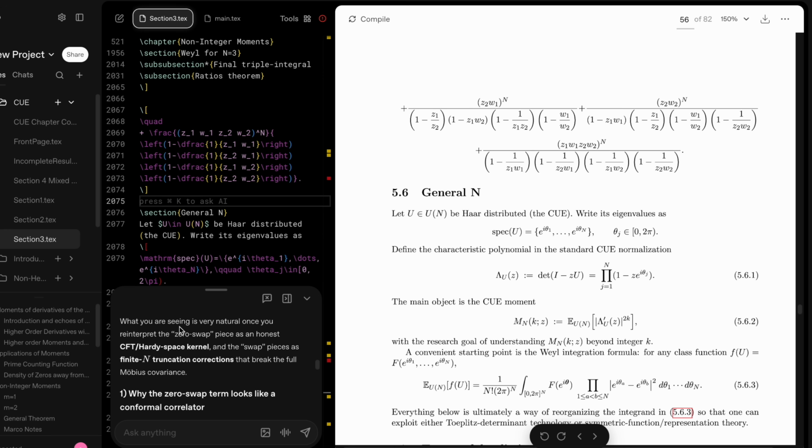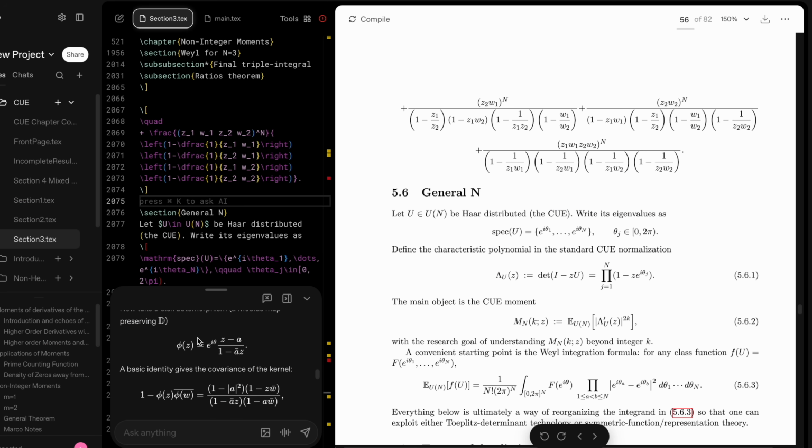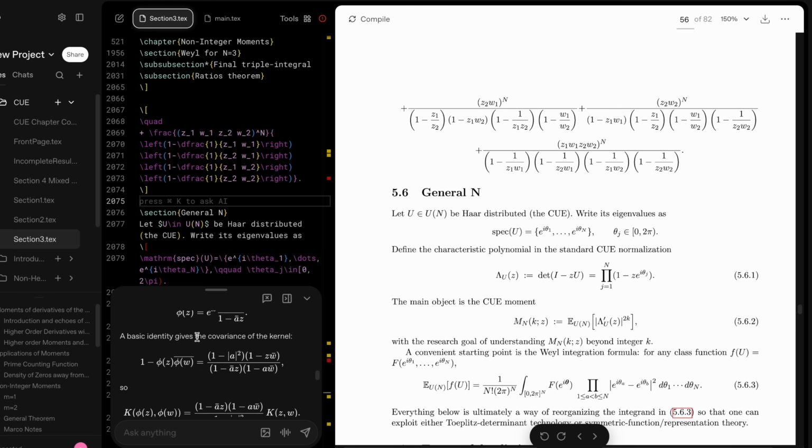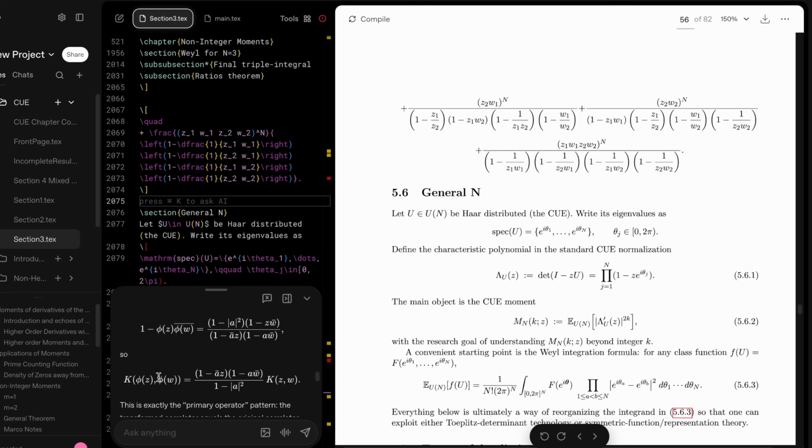What you're seeing is a very natural structure once you do zero swap terms and on a CFT Hardy space kernel. Corrections that break the four Mobius covariance. Okay, I did think that might be what it is, but I don't want it to be making me think things that aren't true, but making me think that I'm clever just because I've asked it this question, if that makes sense. A basic identity gives you the covariance of the kernel. That seems reasonable. I don't really see, I mean, that looks like algebra, right? So it's taking, okay. So it's relating. I guess these are like the transformed coordinates, I guess.